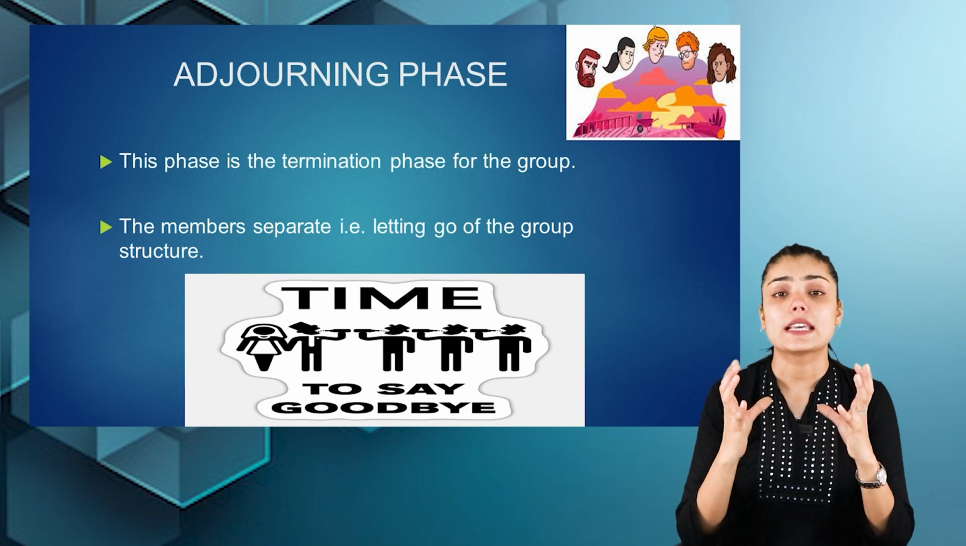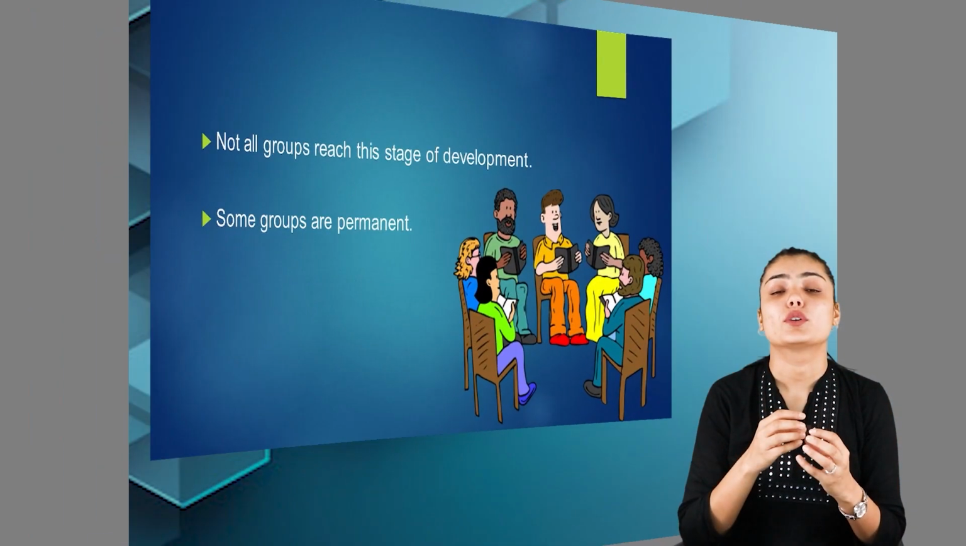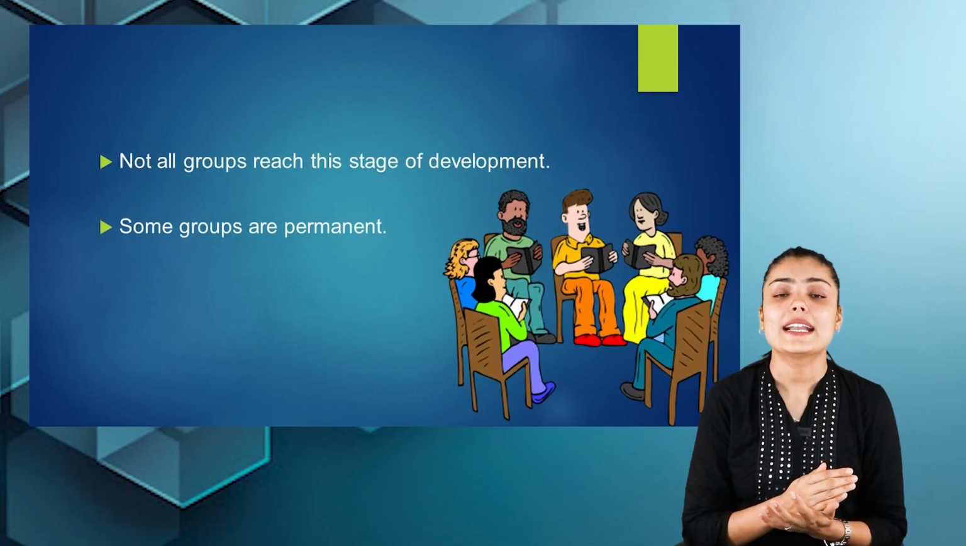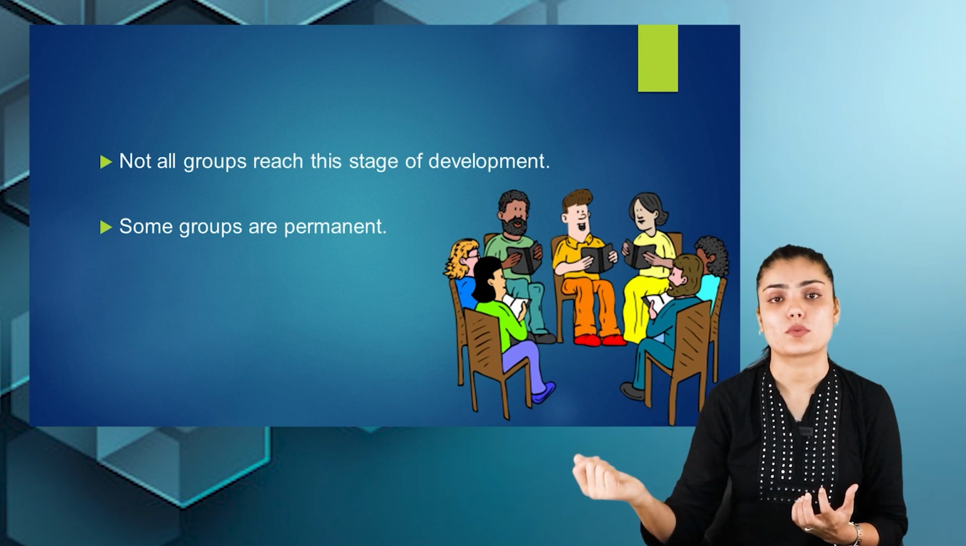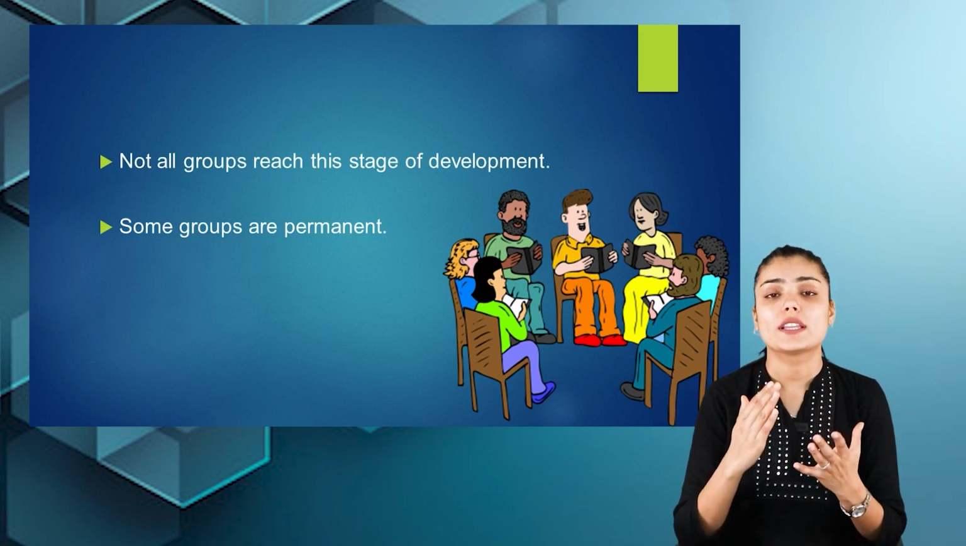So what is an adjourning phase? The adjourning phase is the termination phase of the group. During the adjourning phase, the members of the group separate from that group. That is letting go of the group structure. So during the adjourning phase, there is a termination, a stop to the group. The members of the group start to separate from the group. They let go of the group structure that was formed.